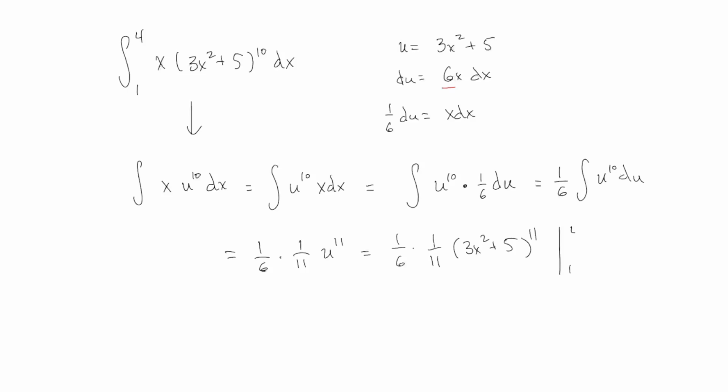So here I'm going to put the bar, 1 and 4. These are x values. You don't want to plug 1 and 4 in for u. You have to plug them in for x. You'll get a different answer either way, so do it right. All right, so I get 1 over 66, and here 3 times 4 squared plus 5, to the power 11. And as usual, I don't really care what that is. If you really want, you could plug it into your calculator. Minus, same thing, but plug in 1 for x: 1 over 66, 3 times 1 squared plus 5, to the 11. There we go. This is my final answer.